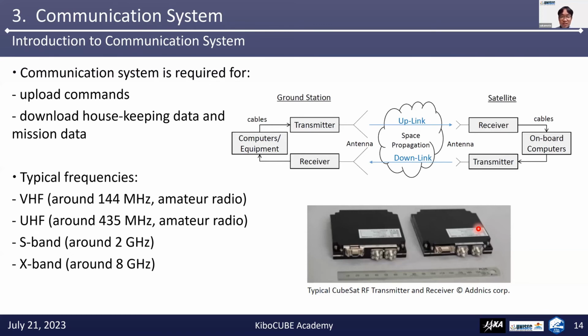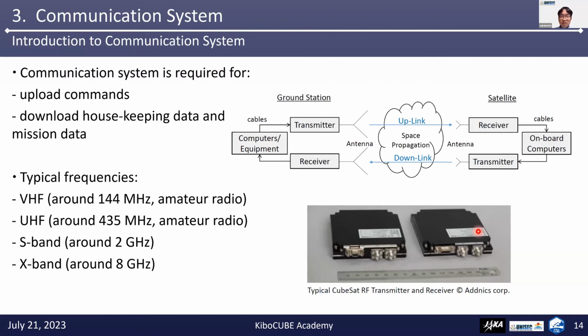So in this section, I'll show the introduction to the communication system. A communication system is required for uploading commands from a ground station to a satellite and for downloading housekeeping and mission data, such as Earth images taken by satellite cameras.